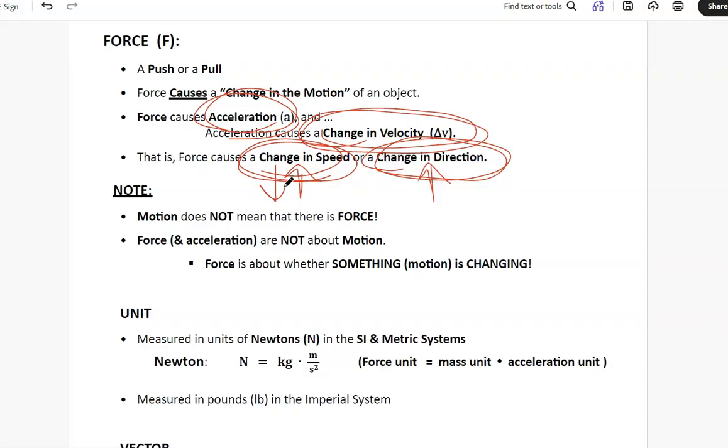Forces cause acceleration. So motion does not mean there's a force. Just because you see something moving doesn't mean there's a force on it. I cannot stress this enough. Motion does not mean there's a force. Force is all about something changing. Not that there is a motion, but that the motion is changing.